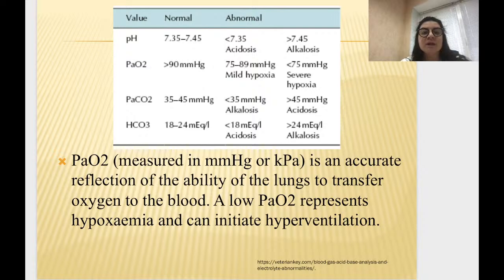Pressure of carbon dioxide normally has to be from 35 to 45. Less than 35, it is alkalosis. More than 45, it is acidosis. And bicarbonate, HCO3, has to be from 18 to 24 milliequivalents per liter. Less than this number, acidosis. Higher than these numbers, alkalosis.